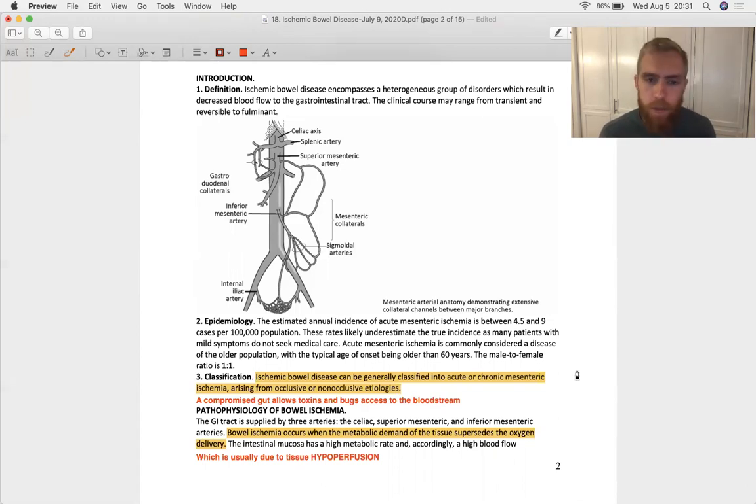So you run out of ATP and the cell dies. So ischemia means you're running out of ATP, and it's typically acute or chronic, arising from occlusive or non-occlusive etiologies. And the reason why we care so much about this, well, there are a couple of reasons.